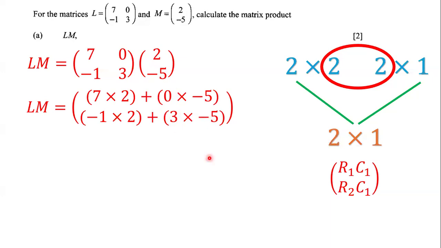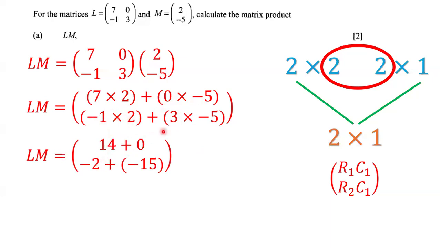Next, we just multiply. We have 7 multiplied by 2, which is 14. 0 times -5, which is 0. -1 times 2, which is -2. Then we have 3 times -5, which is -15. Now what is 14 plus 0? 14 plus 0 is 14. And -2 plus -15 is -17. So that means that the matrix product LM is equal to a matrix that is of order 2 by 1 and has the entries 14 and -17.